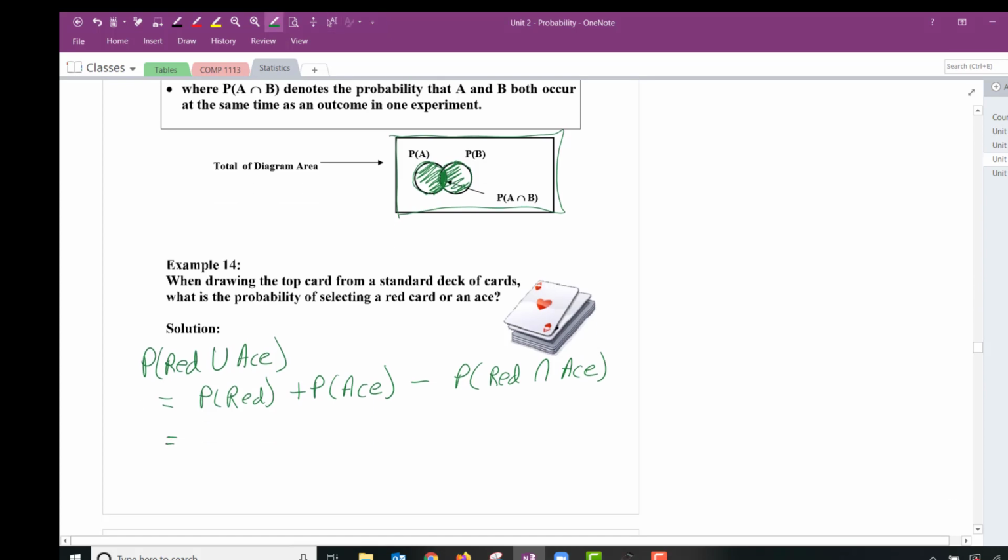Red cards make up half the deck. There are 26 red ones out of the 52 cards. Aces, there's one for each suit, so there's 4 out of 52 aces. And then we subtract out aces that are also red, so there's an ace of hearts and an ace of diamonds, so 2 out of 52. And we get to our conclusion here, 28 out of 52.